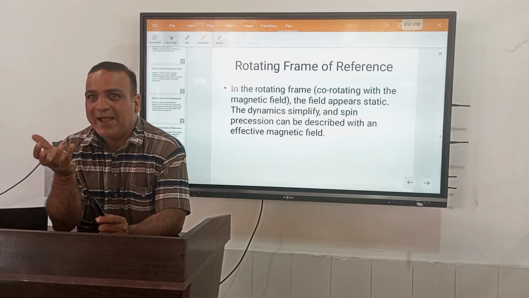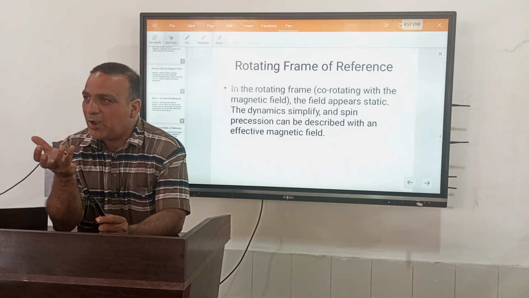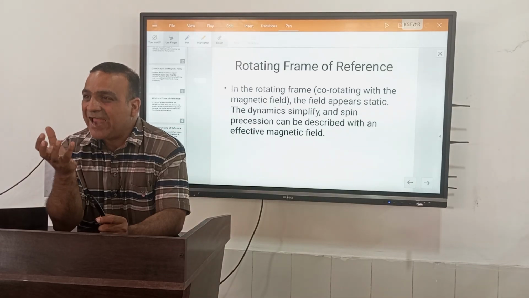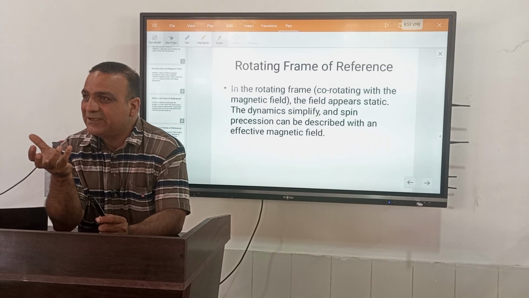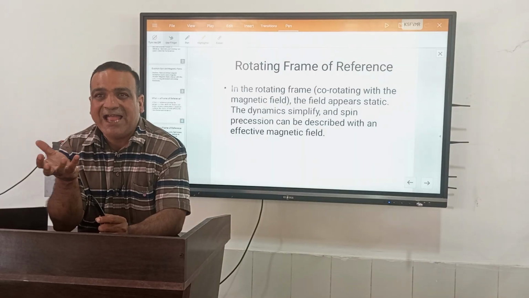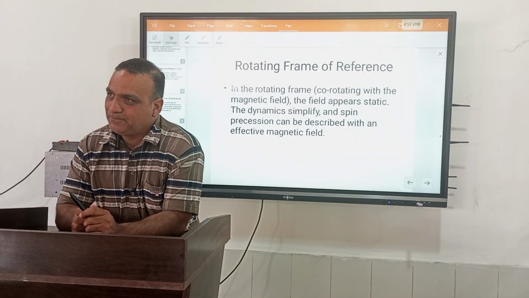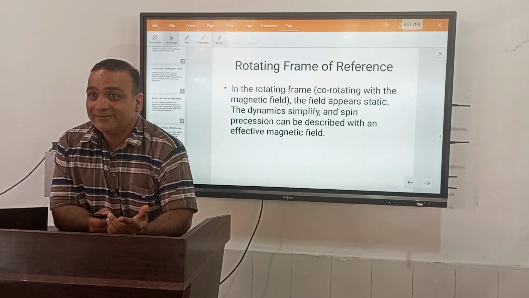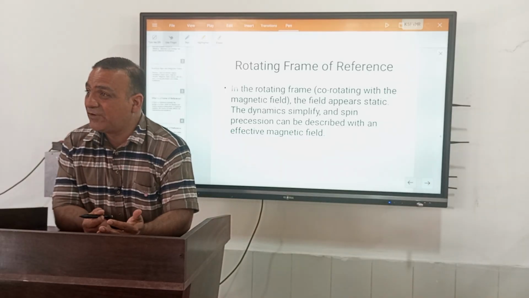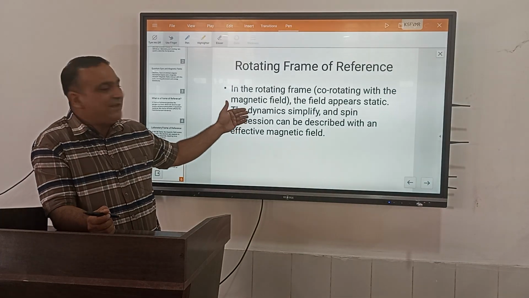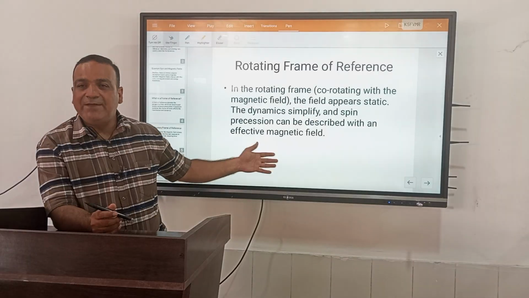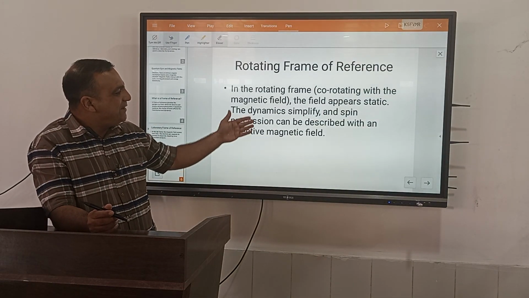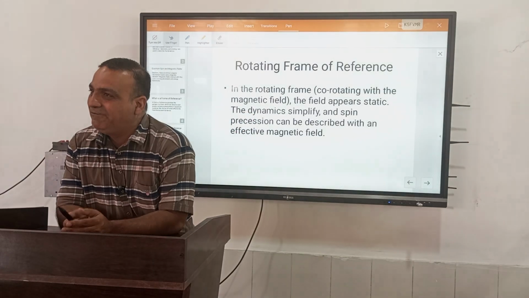So what you are doing mathematically is translating your problem, which was time dependent previously. You are translating your Hamiltonian, which was time dependent previously, into a time independent Hamiltonian. Right? So you can see the field appears static. It will appear static to the rotating frame of reference. Okay? So the dynamics simplifies. The dynamics involved in this problem simplifies, and the spin precession can be described with an effective magnetic field.